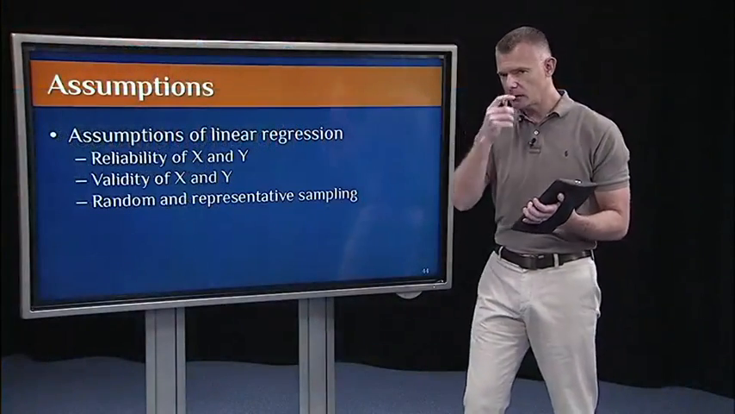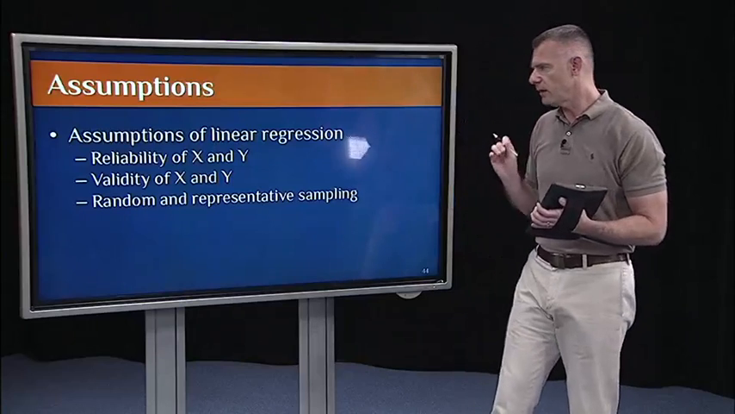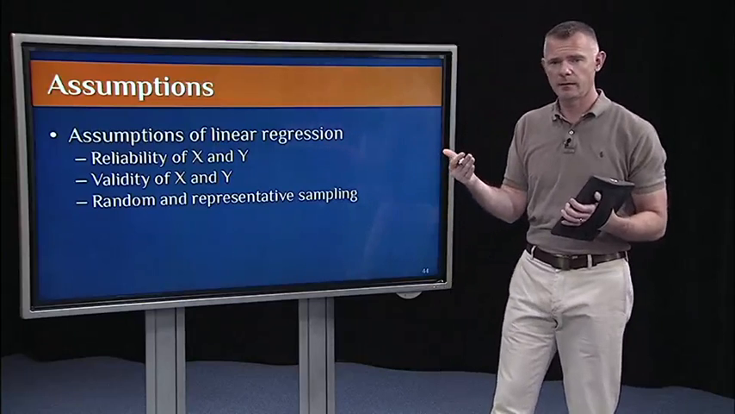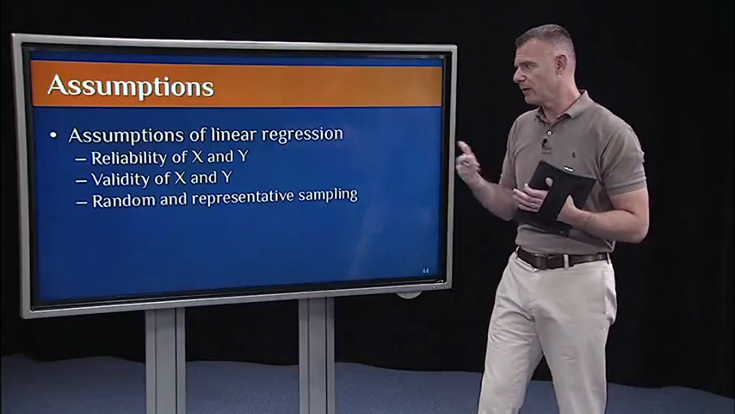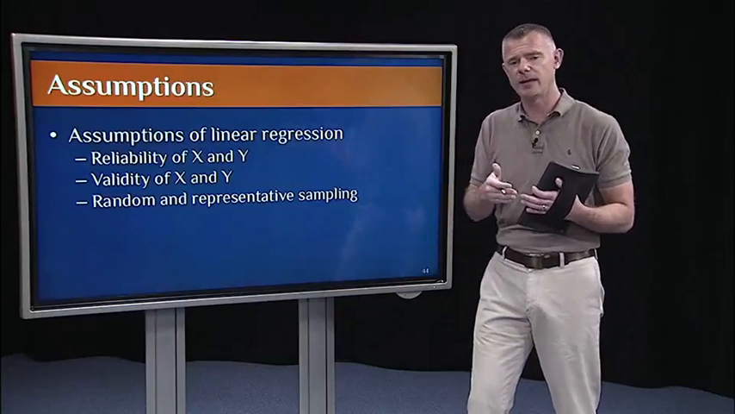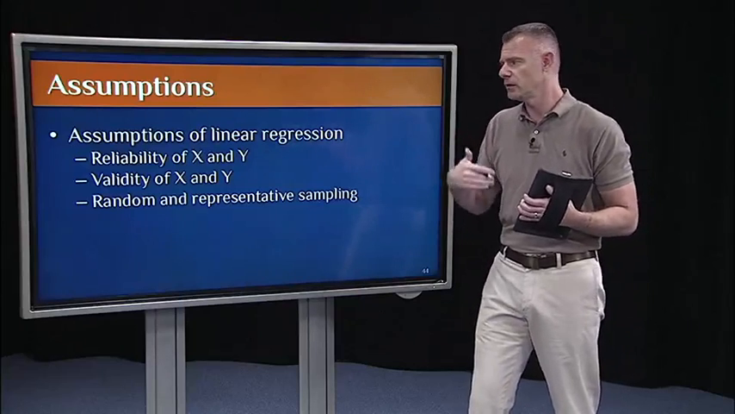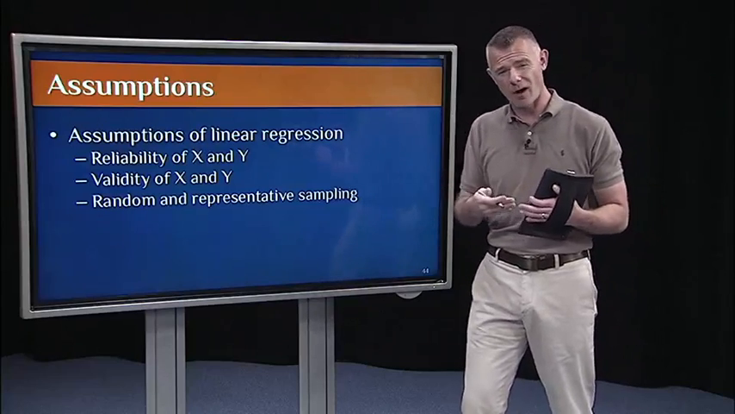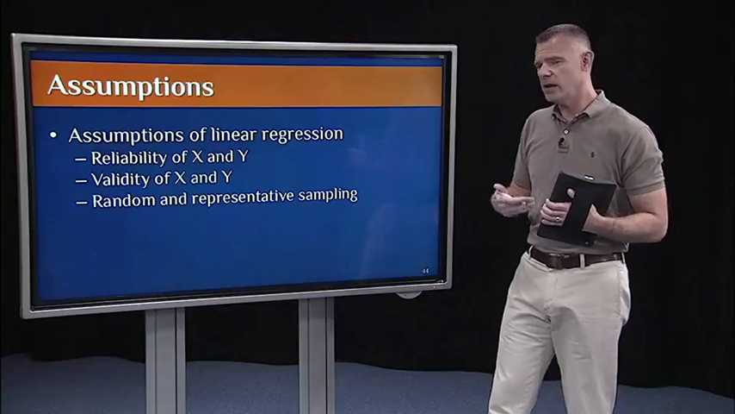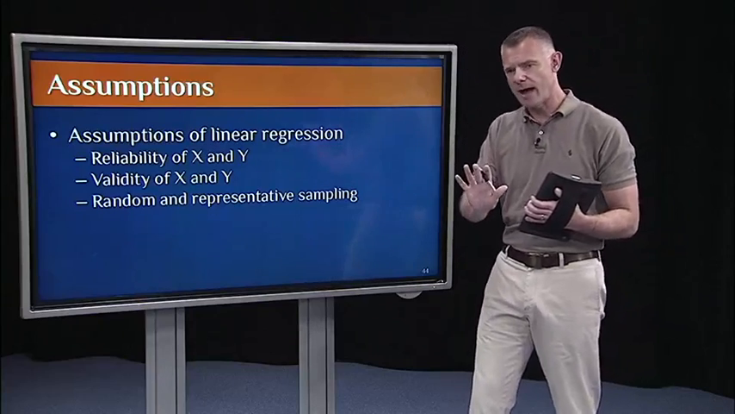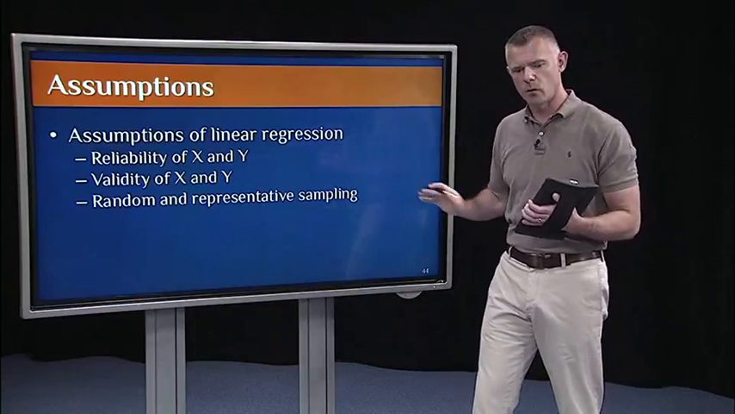Let's not forget as well, just like with the correlation analyses, we assume that we have reliable measures of x and y. Remember, if we don't have reliability in x and y, if they don't correlate with themselves, then they can't correlate with anything else. So we need to have reliable measures. We need to have valid measures for our arguments to make any sense. And we need to have random and representative samples. But I covered all of that in the context of correlation.